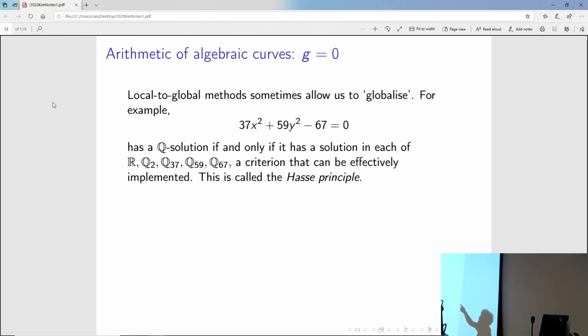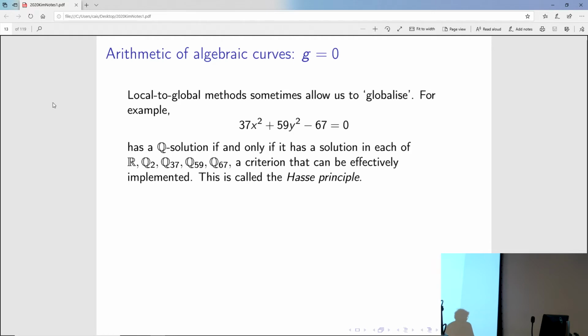If you look at an equation like this, a quadratic equation, remember this is d equals 2, so this is genus 0. A theorem that's sometimes called the Hasse principle says that this has a rational solution if and only if it has a solution in each of those complete fields: the reals, 2-adic, 37-adic, 59-adic, and 67-adic. Yeah? So this is if and only if. Of course, the only if direction is clear: if it has a rational solution, it has a solution in all those fields. But going the other way is a non-trivial fact.